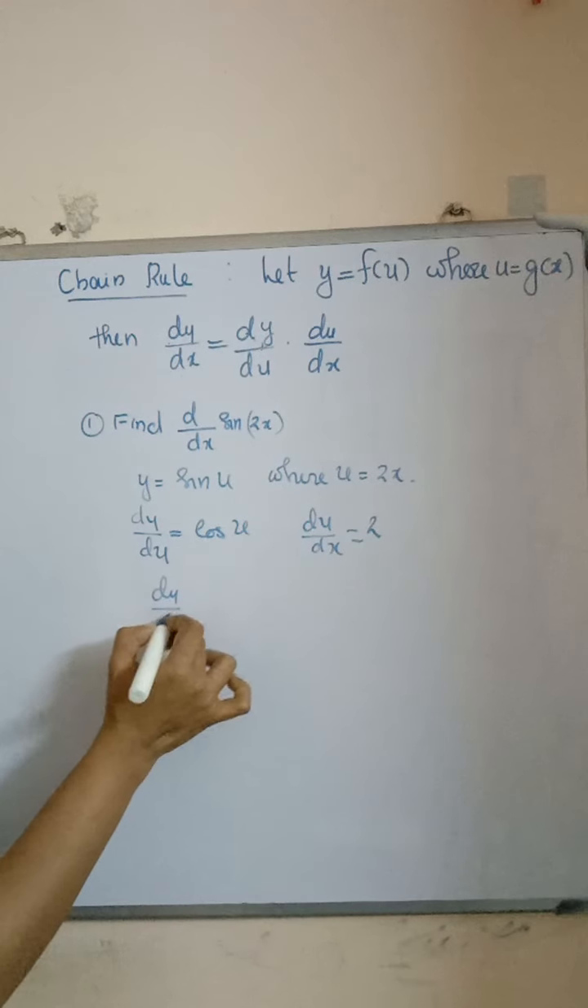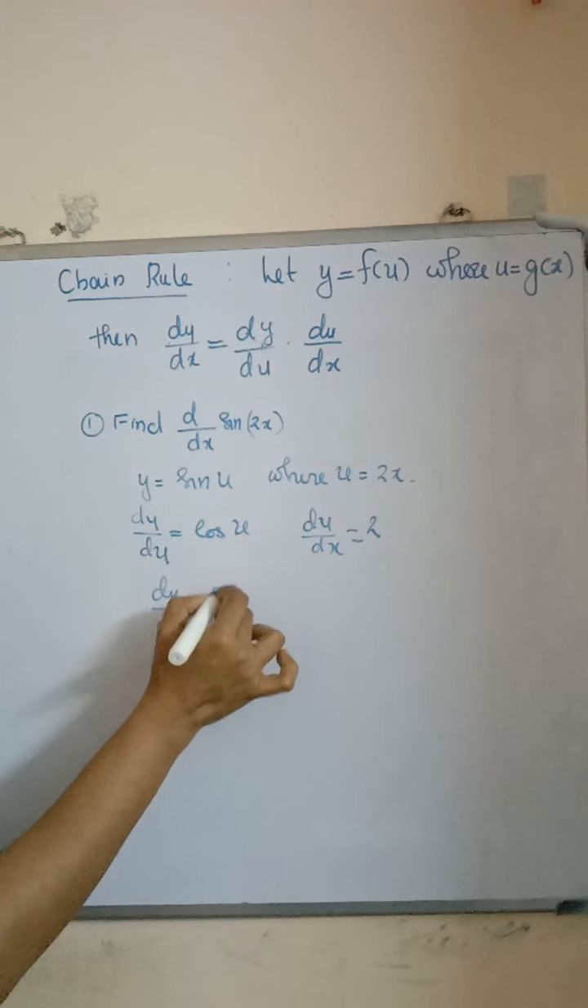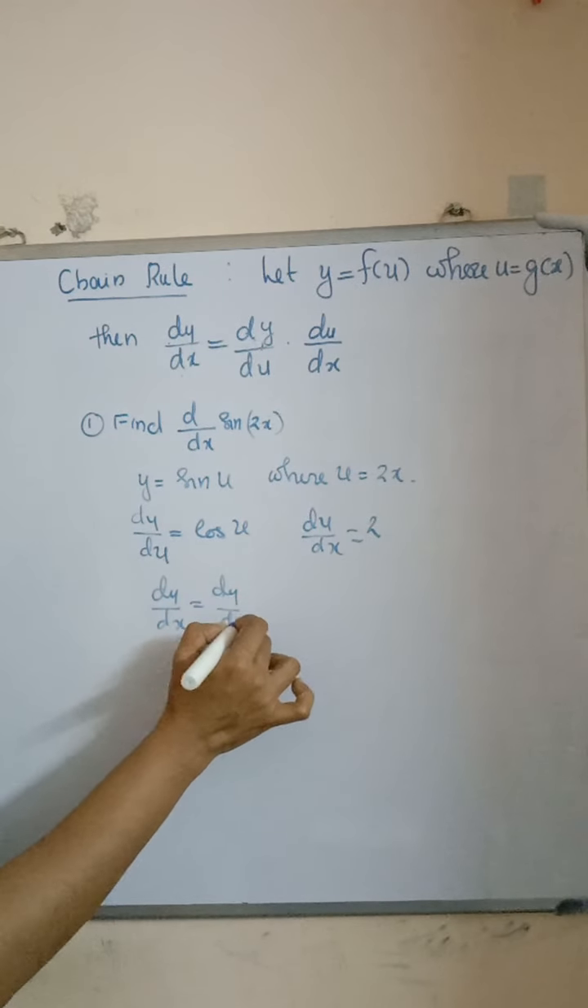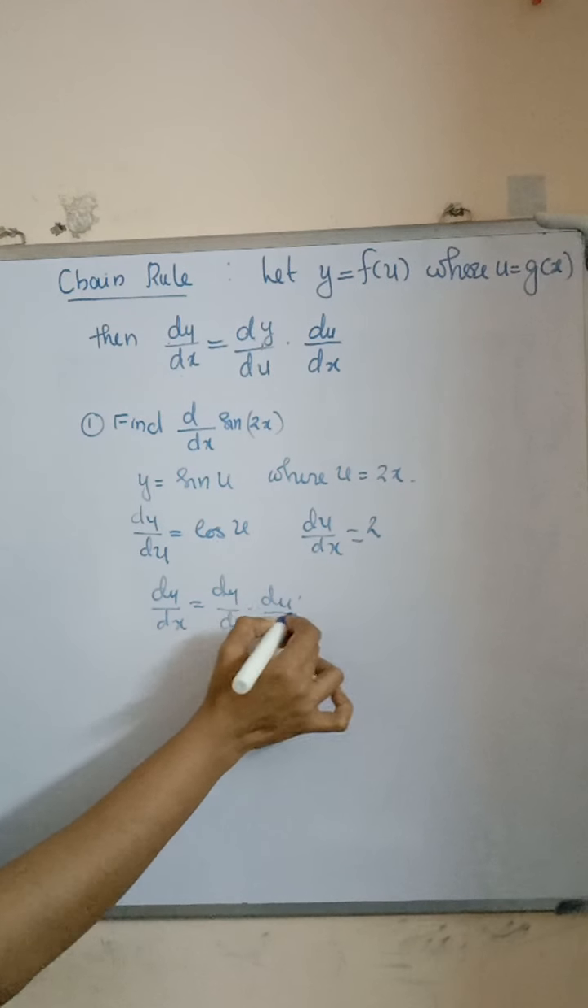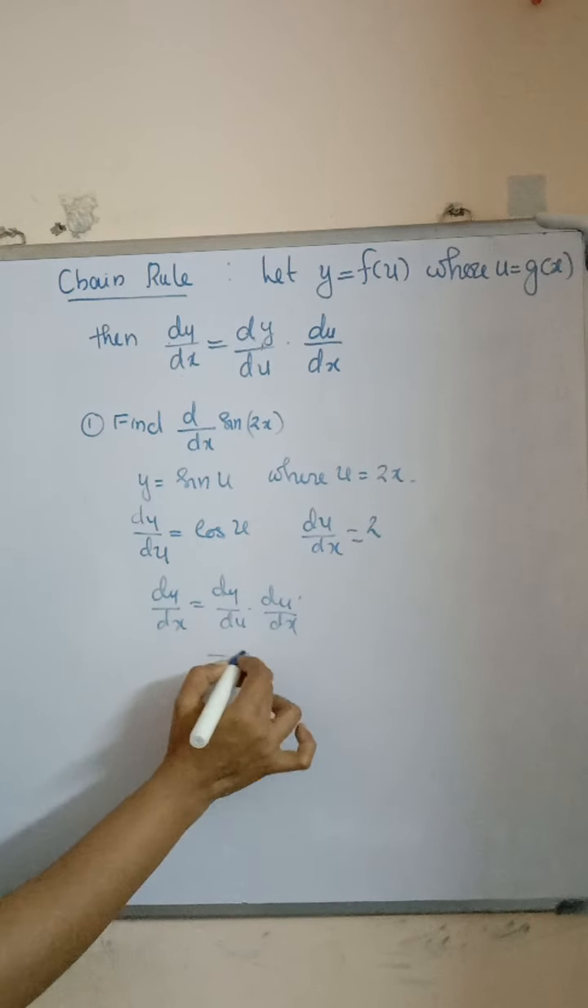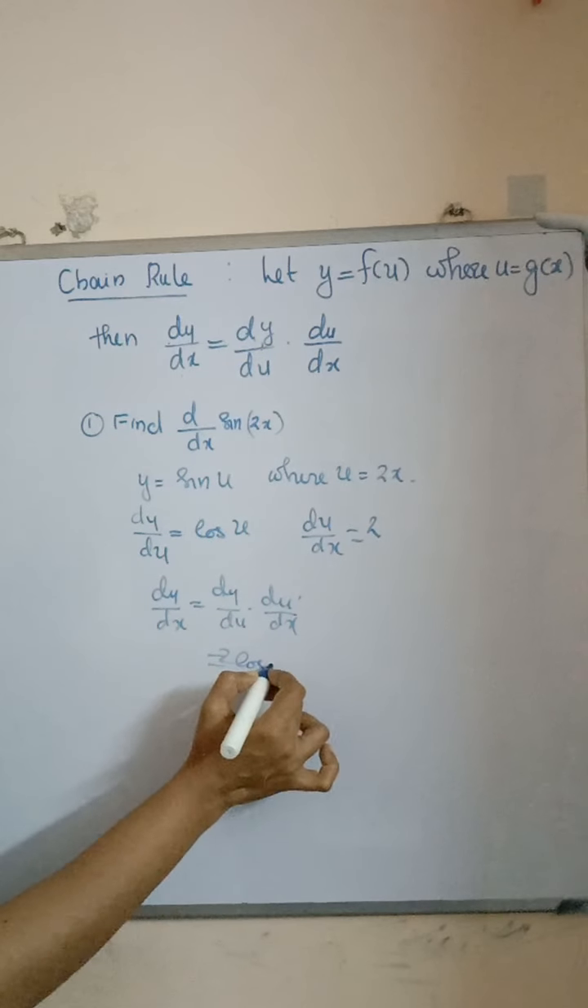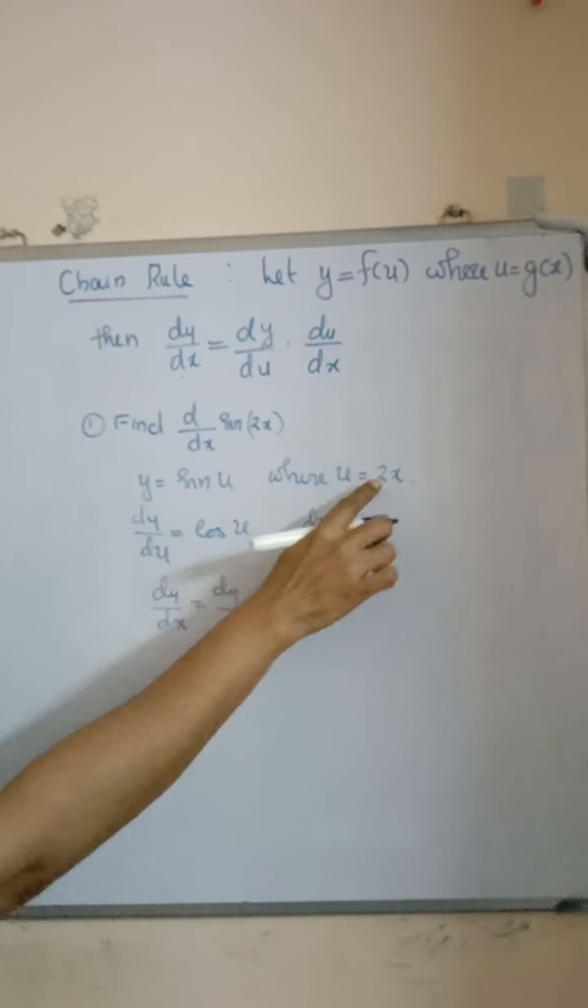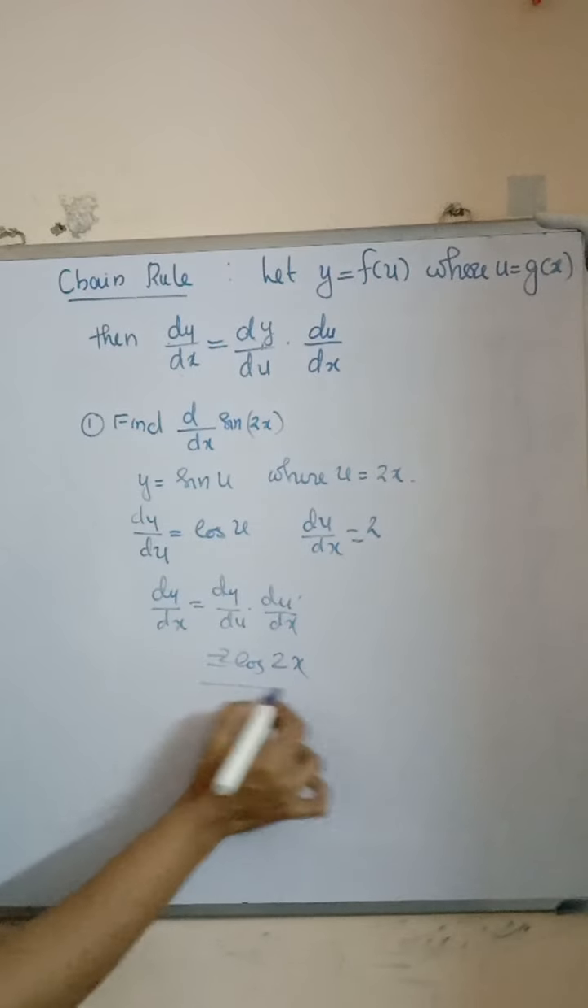Then dy by dx equals, by chain rule, dy by du into du by dx. That is equal to cos u into 2, or it is 2 cos u. What is u? u is 2x. So the answer is 2 cos 2x.